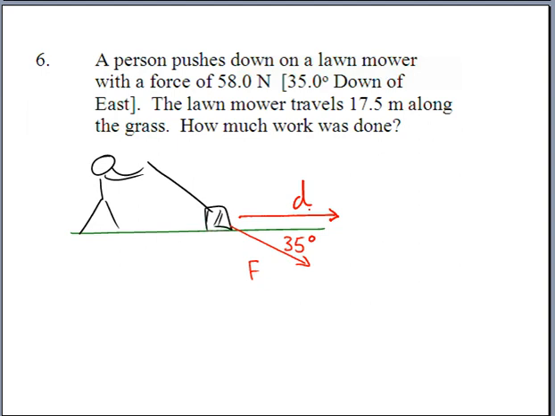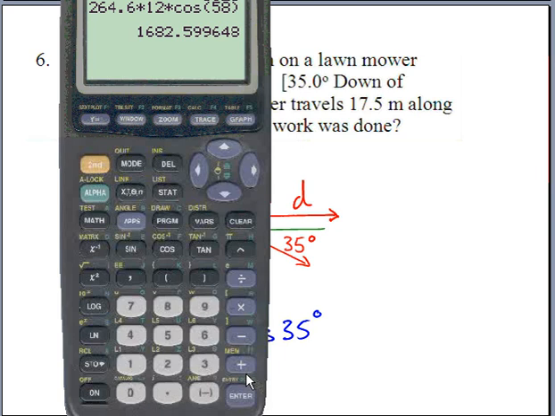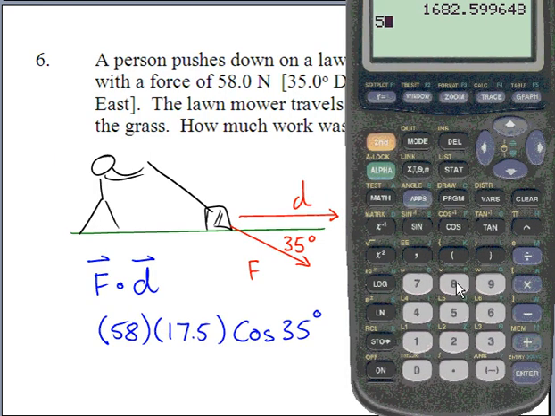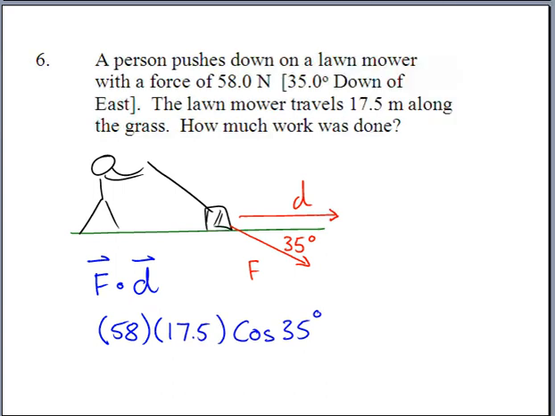35-degree angle between the F and the D, I am ready to go. I'm ready to figure out what F dotted with D would be, right, in order to find the work. I would take the force of 58, and then I would multiply it by the displacement of 17.5. Always cosine for a dot product, 35 degrees. And then just trust the math at that point, and it'll figure out the answer. So 58 times 17.5 times the cosine of 35, the angle between the two vectors. 831 joules, this thing's done.